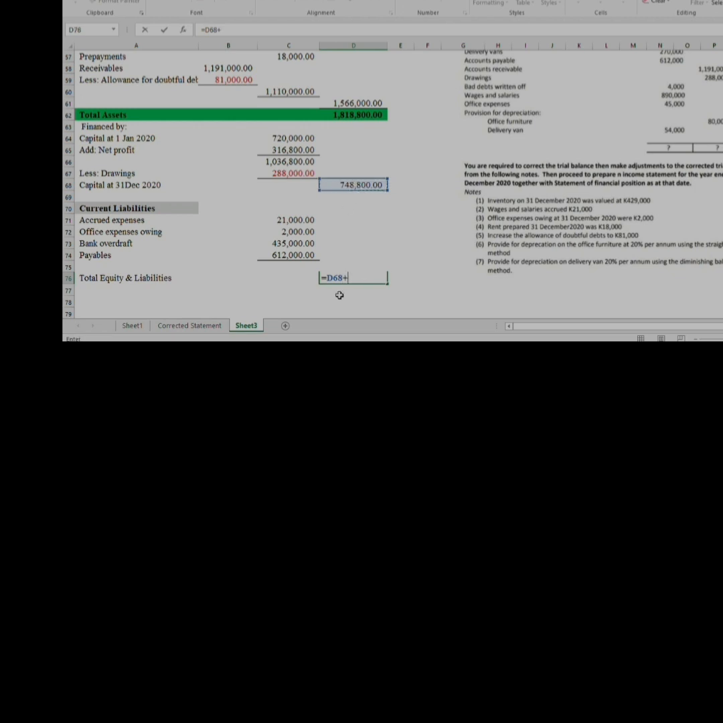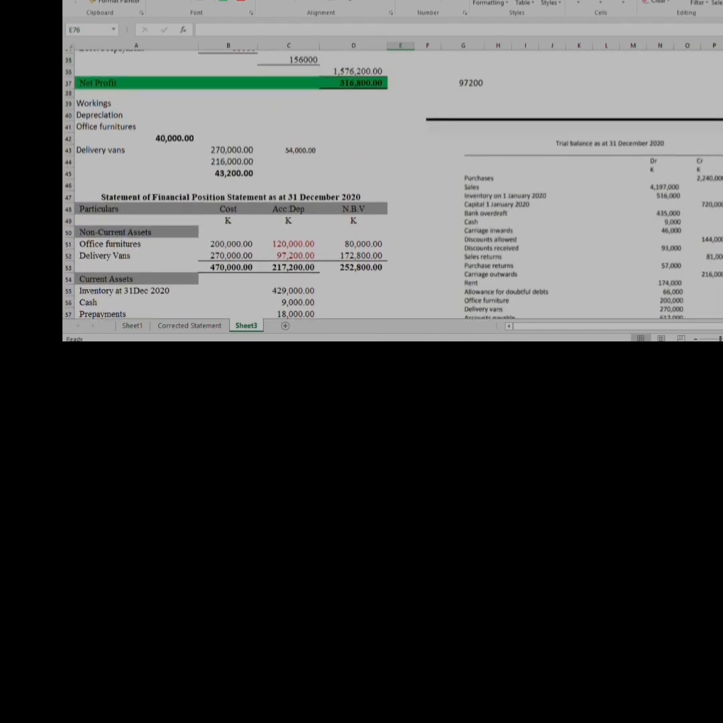So the total is 1,818,800. So these are the same. The assets and the capital and liabilities are the same, meaning the equation is balanced. So this is about the income statement and the balance sheet.